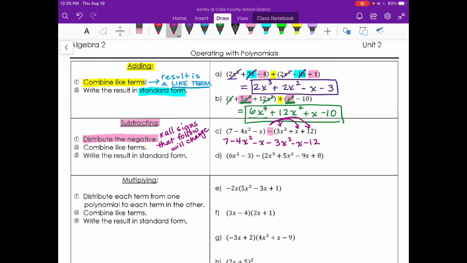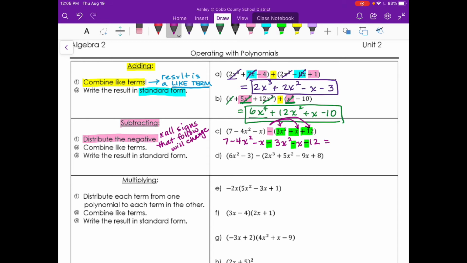So now I have written it out with the signs all changed. Notice I had a positive 3x squared and that became negative. I had a positive x and that became negative. I had a positive 12 and that became negative. Now I'm ready to combine my like terms.